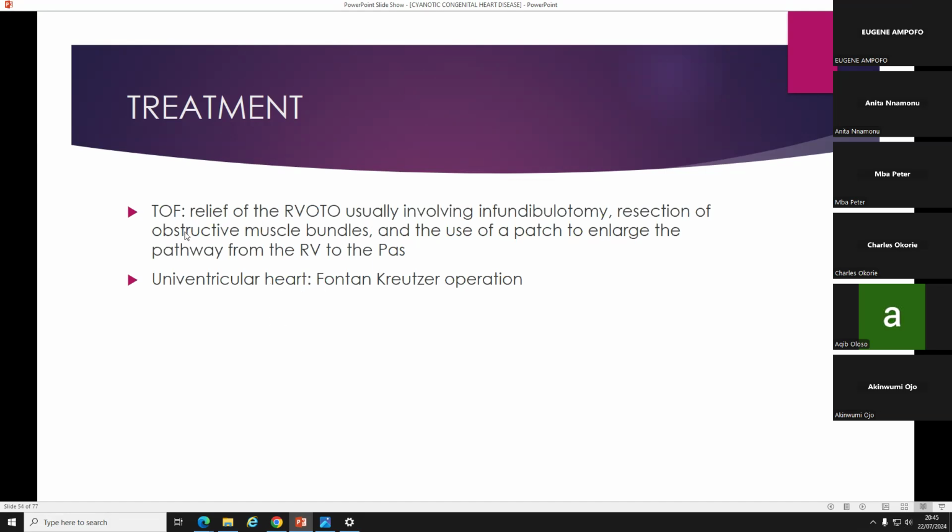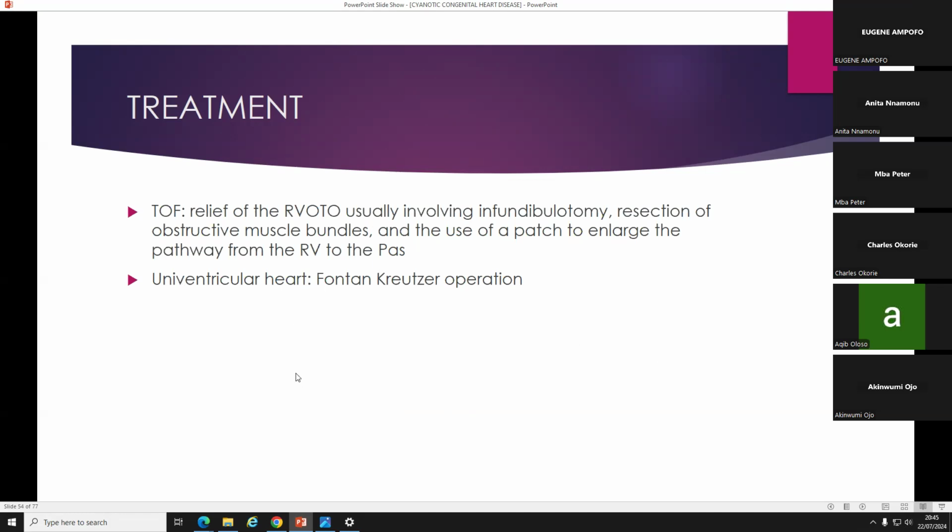The goals of repair in tetralogy of Fallot is relief of the right ventricular outflow tract obstruction, as previously mentioned, and this usually involves infundibulotomy, resection of the obstructive muscle bundles, and the use of a patch to enlarge the pathway from the right ventricle to the pulmonary arteries.